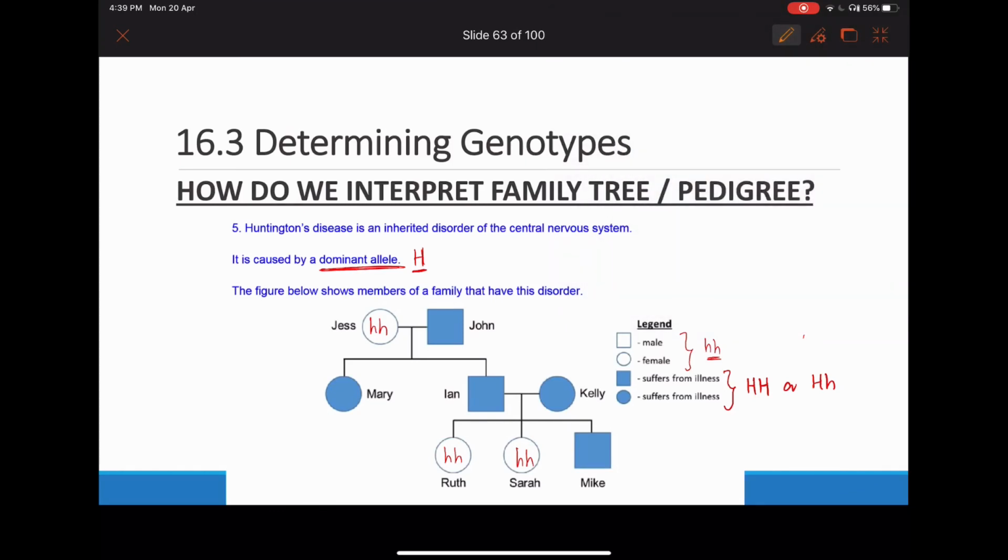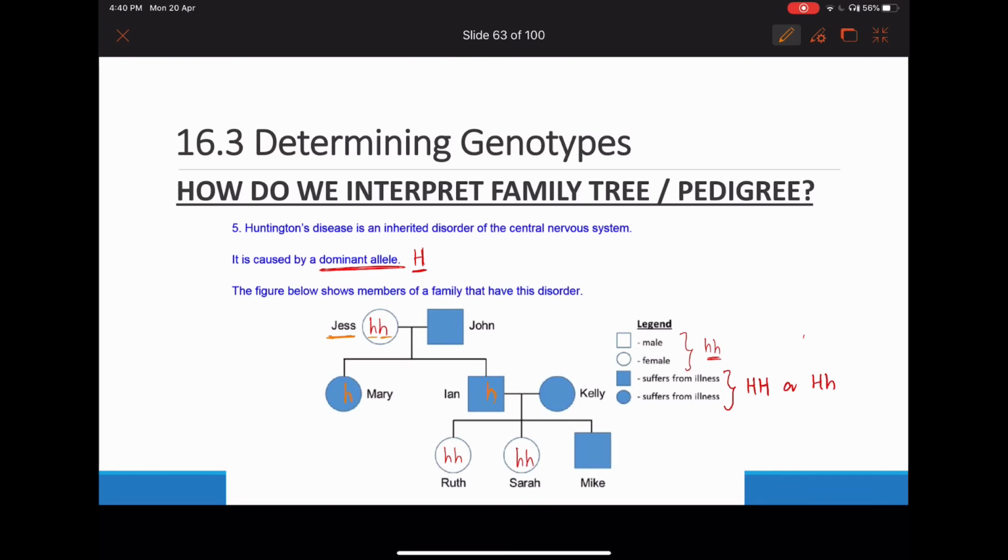Now, how do I look at the other people with the disease? I must tell whether they are either big H big H or big H small h. So right now you can realize that if this parent here, Jess, is small h small h, it means that whenever they have a child, Jess can only pass down the small h allele to the child through the gamete. That means this Mary and this Ian over here must have a small h within themselves. Okay, I hope you're following so far.